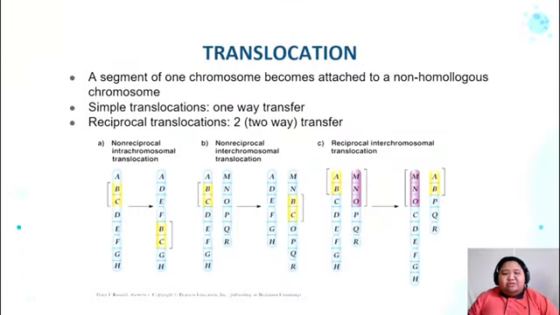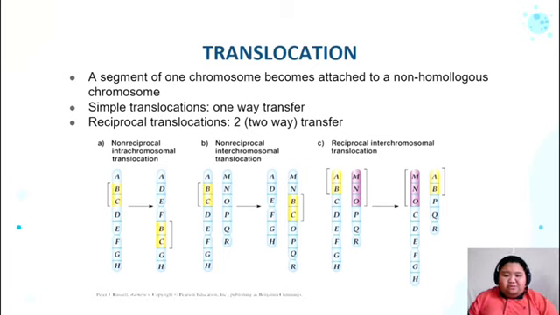So, translocation. A segment of one chromosome becomes attached to a non-homologous chromosome. Simple translocation is a one-way transfer. Reciprocal translocation is a two-way transfer. For A, non-reciprocal intrachromosomal translocation. Non-reciprocal translocation is a movement of a chromosome segment to a non-homologous chromosome or region of the same chromosome without reciprocal change. Intrachromosomal translocation involves the movement of a chromosomal segment from one location in the chromosome to another.